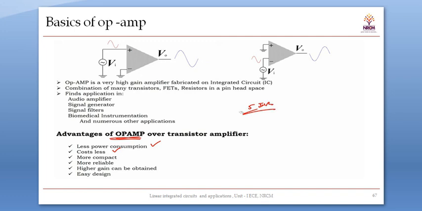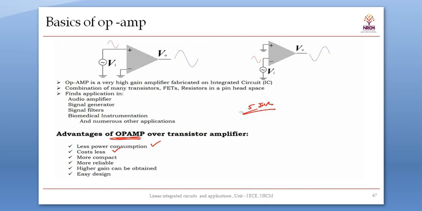So what are the advantages of op-amp over the transistor amplifier? So few points we are going to cover, that is advantages of op-amp over the transistor amplifier is less power consumption, since IC is going to occupy very less area than the transistor amplifier in practical. So less power consumption due to less area and less power supply. So less power consumption it is going to give to you.